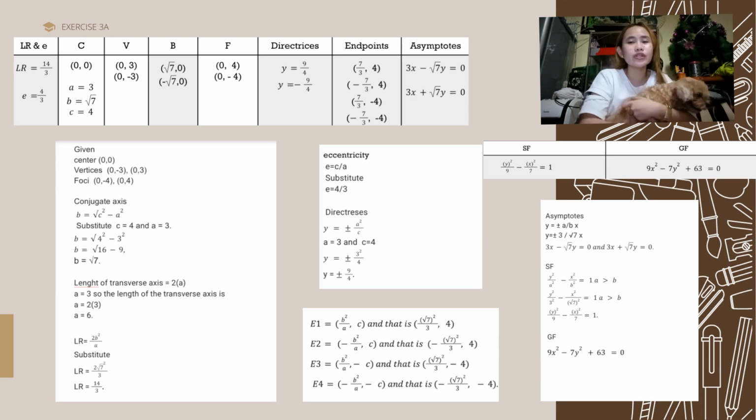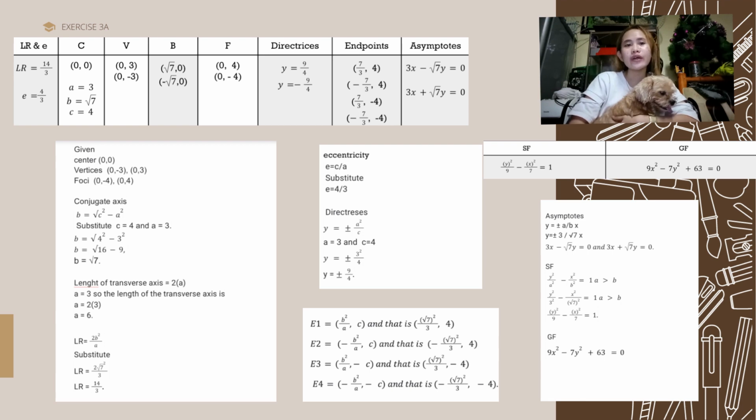Kukunin naman natin yung eccentricity o ang E. E is equal to C over A. Yun yung gagamitin natin. Substitute lang natin. And our eccentricity, E, is equal to 4 over 3. So, ayan, nasusundan nyo pa ba? Makikita naman siya dyan sa PPT, and sa baba ng PPT na yan is yung solution, yung mga ginamit nating formula.